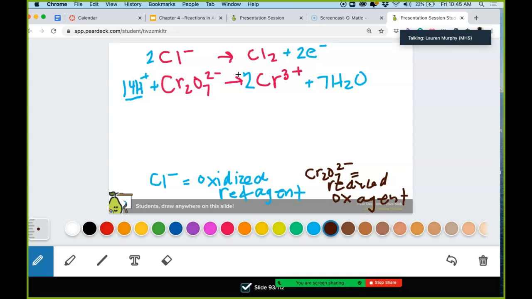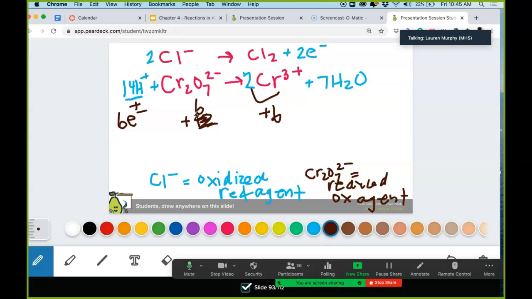So I need to balance charge down here. This charge is +6. 2 times 3 is 6, and this is 0, so it's +6. This charge over here is +14 -2, so +12. Now I need them to match. So what am I going to do? Well, I'm going to add 6 electrons over here because 6 negative charges will bring this +12 down to +6, and now the charges match. Any questions about that part?